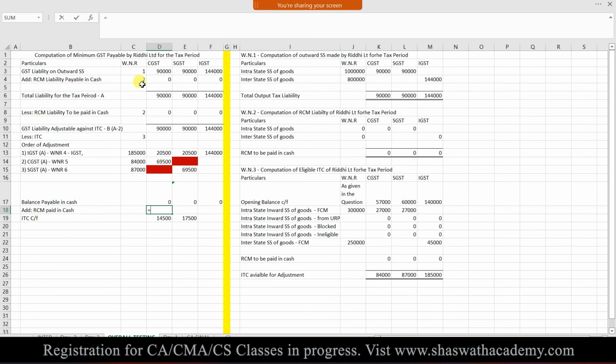Where is it, sir? Working note number 2. So this is to be paid in cash to arrive at the total liability payable in cash, if any, my dear. I forgot to tell you this problem carry forward. So balance, if any, this is ITC carry forward, and this will be the total cash liability, or total GST to be paid in cash.